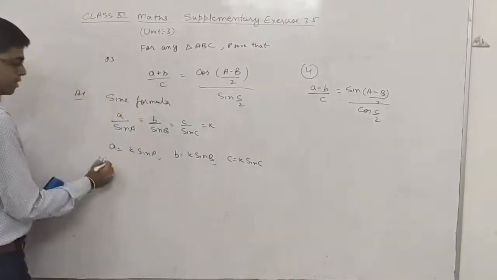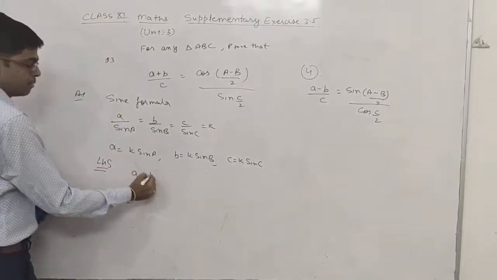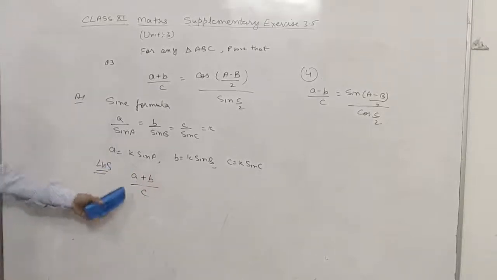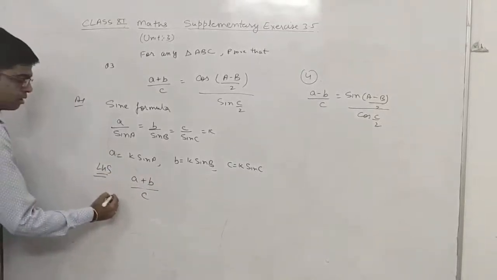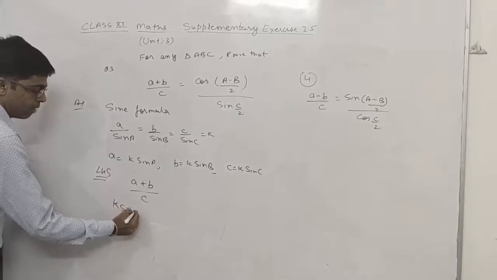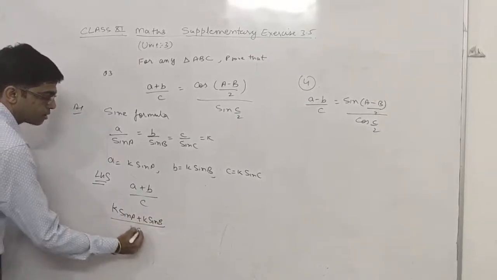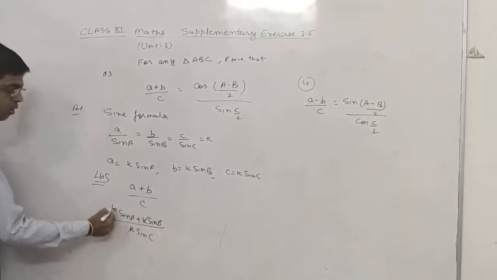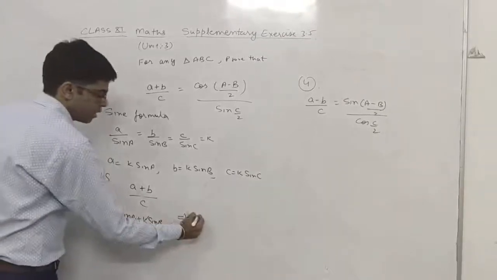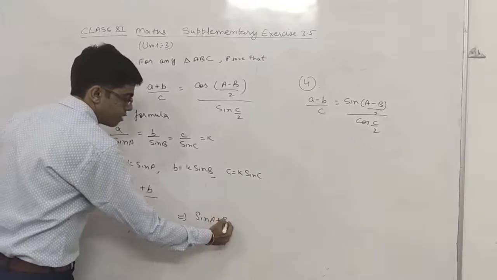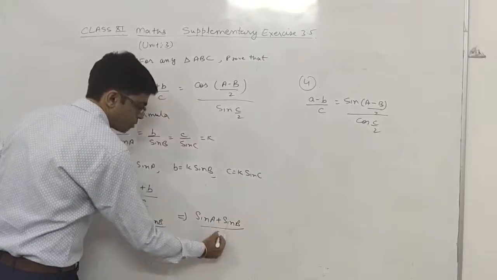Now use this left hand side, (A plus B) whole upon C. Put the values: (K sin A plus K sin B) whole upon K sin C. K will all be cancelled out. Sin A plus sin B whole upon sin C.